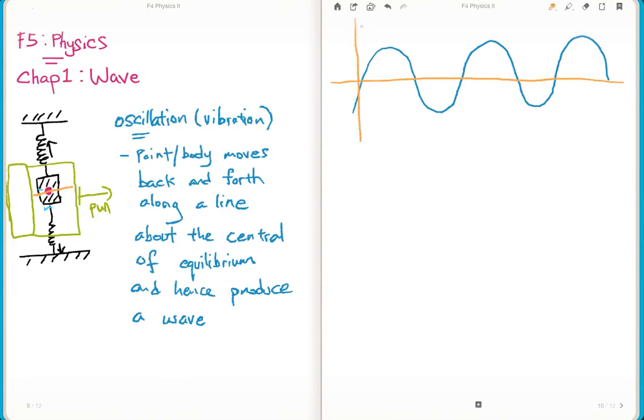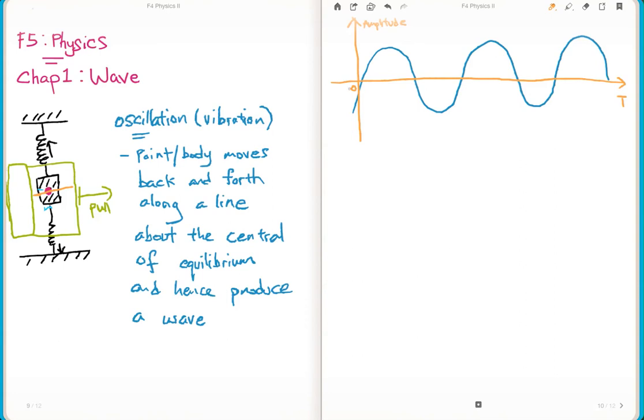Then you may draw a vertical line, which would be your y-axis, and this one would be your time axis. Okay, this is called amplitude: how far is it from equilibrium? This is 0. Now, this is what we call the wave. You trace the wave from the oscillation.